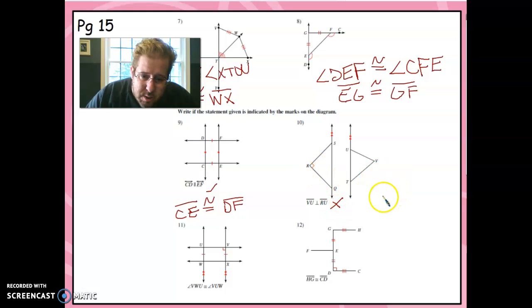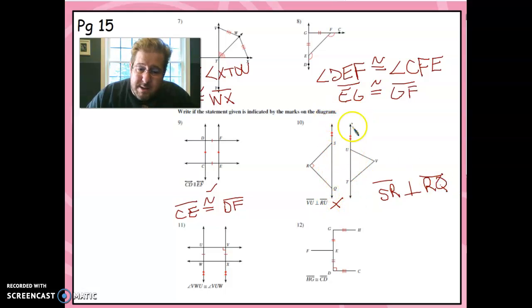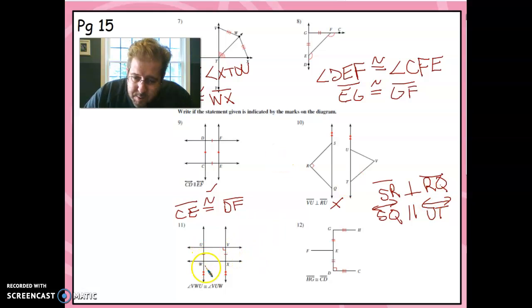So this is actually denoting SR being perpendicular to RQ. Now I could also say that line SQ is also parallel to line UT. All right, question number 11 says angle VWU. V doesn't even connect to W, so that's not a possibility.